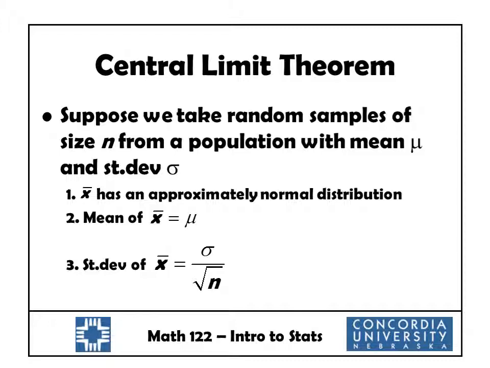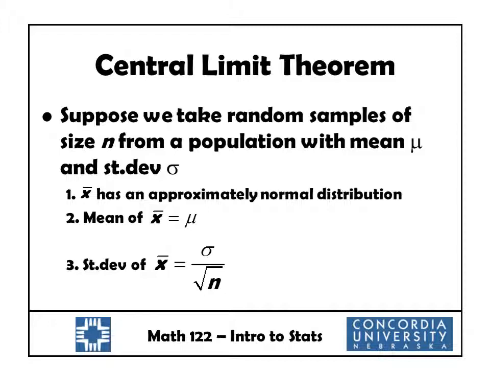So central limit theorem deals with scenarios where we take random samples of size n from a larger population with mean mu and standard deviation sigma. Now that sample has a mean, which we denote by x bar, and every sample is going to have a little different mean, and so that x bar is a random variable. Central limit theorem tells us three things about that random variable. Number one, it has an approximately normal distribution. Number two, the mean of that random variable equals the population mean. And then third, the standard deviation of that random variable is the population standard deviation divided by the square root of the sample size.